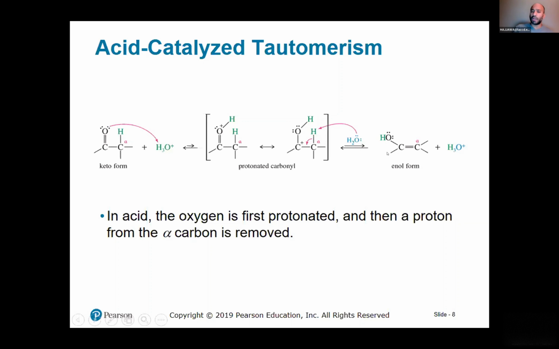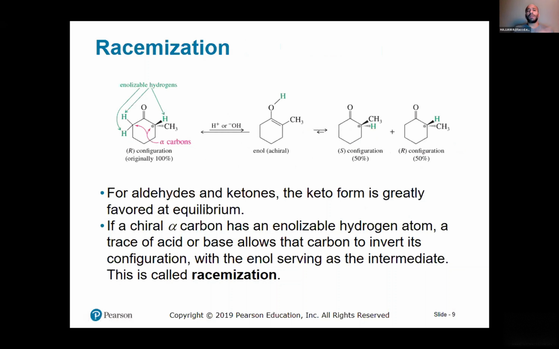So whether you have the acid catalyzed or the base catalyzed, you end up generating a C double bond C-OH, or C double bond C-O minus, that will act as a nucleophile in those reactions of alkylation, acylation, or halogenation. Something we also see is that the enol keto form can go through racemization.